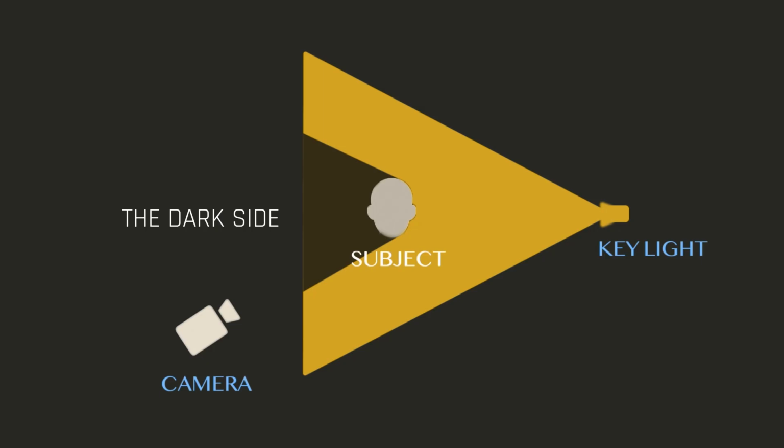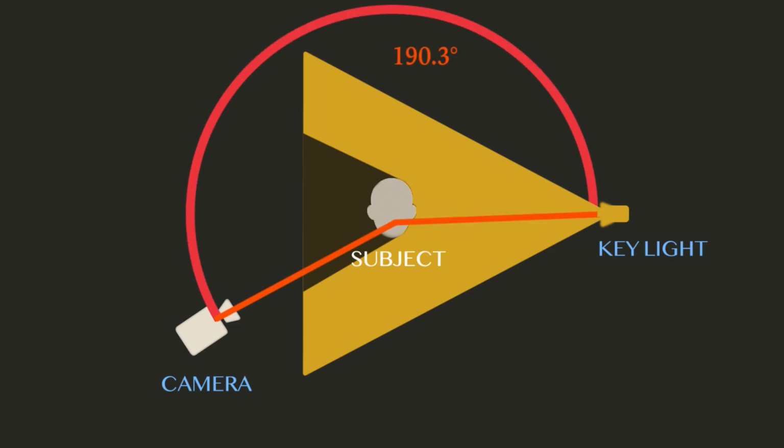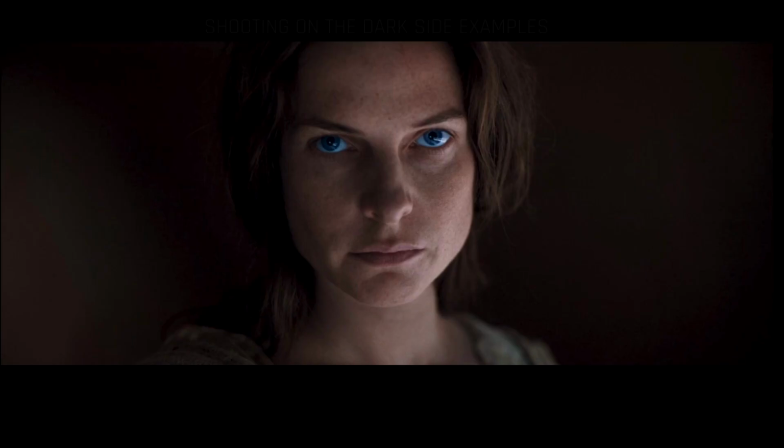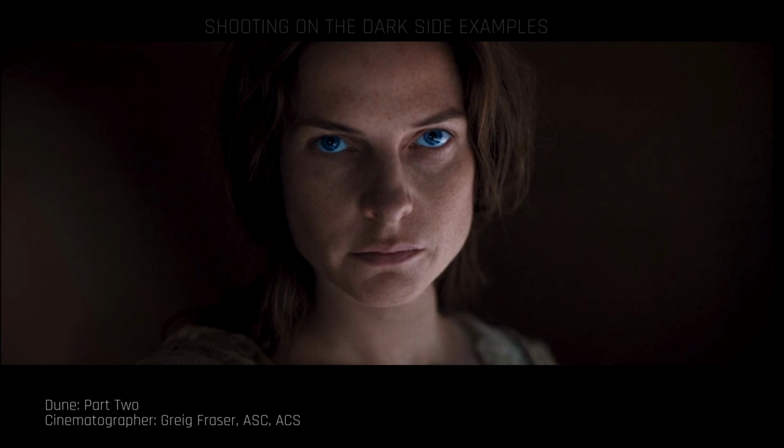To achieve this, the light is usually positioned at an angle of more than 90 degrees but less than 270 degrees from the camera. This setup allows the subject to cast its own shadow across itself, creating a more three-dimensional and dramatic look on screen. Okay, let's have a look at an example from Dune Part 2.